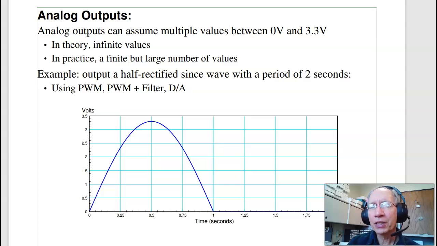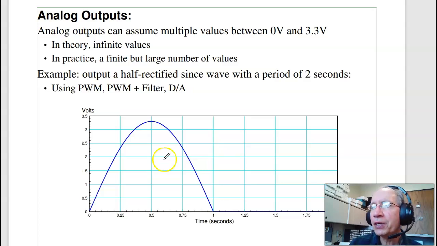Now let's look at analog outputs. With an analog output, instead of just being binary, 0 volts, 3.3 volts, I want to output any voltage. So for example, suppose I want to output a half rectified sine wave. I want to go from 0 to 3.3, back down to 0. Output any voltage in that range. I'm just choosing a half rectified sine wave to give us something to look at.